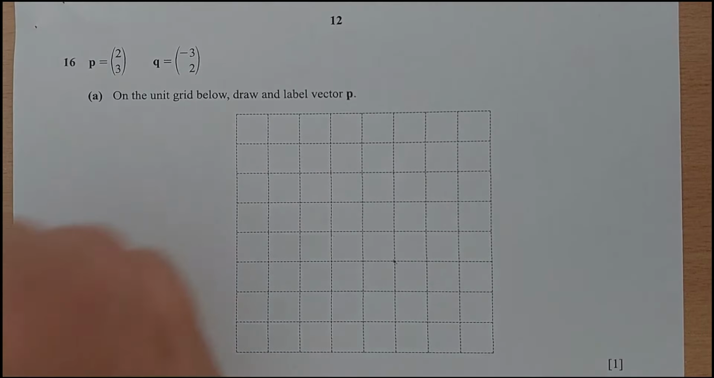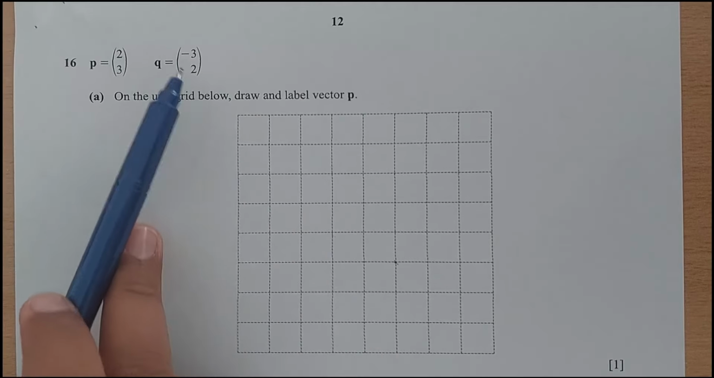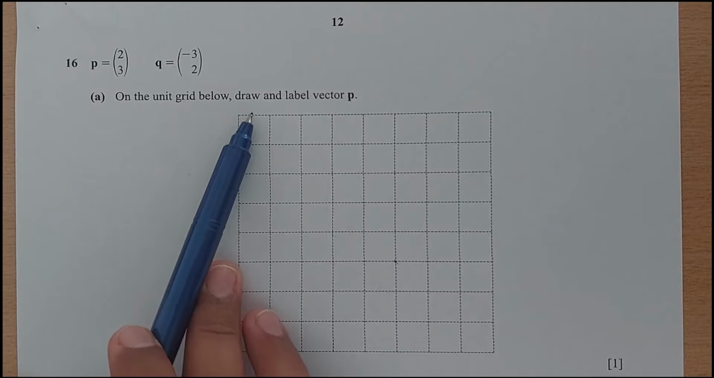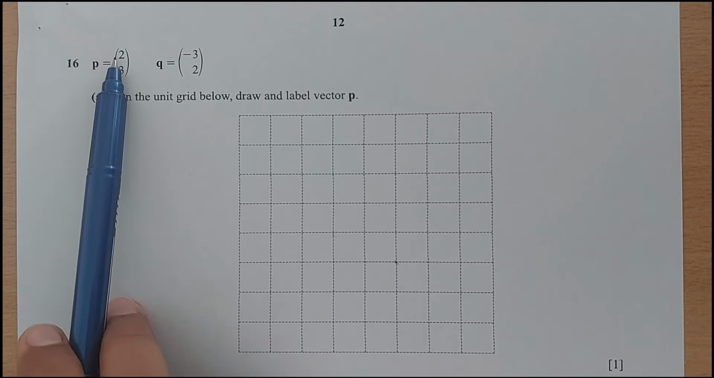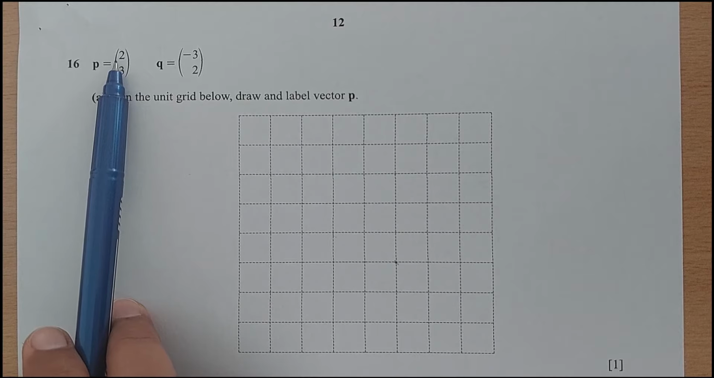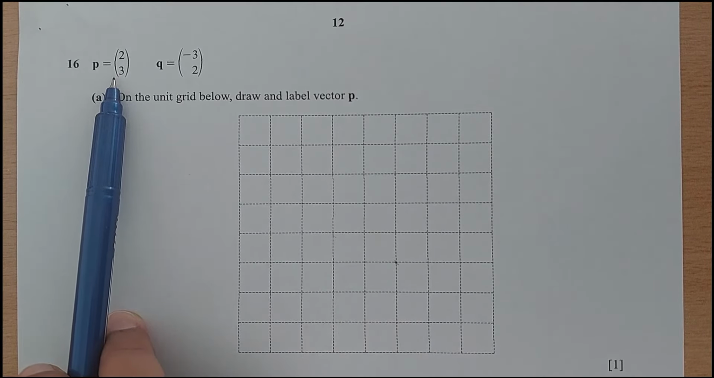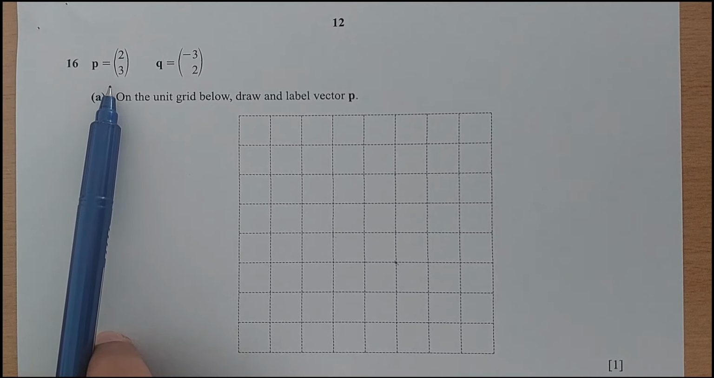Question number 16, we have given a vector P that is 2, 3 and a vector Q that is negative 3, 2. For A part, on the unit grid below, draw and label vector P. So vector P is 2, 3. So this 2 is always the horizontal one, the right or left. And the second is always the vertical one, up or down. So since 2 is positive, we need to move 2 units to the right. 3 is positive, 3 units up.